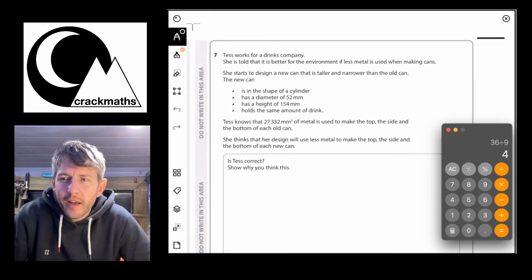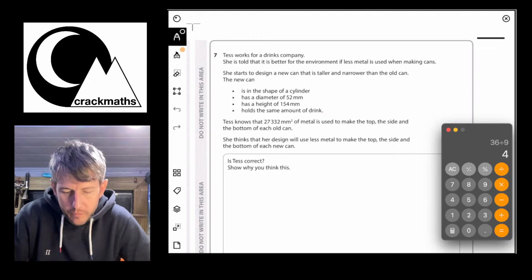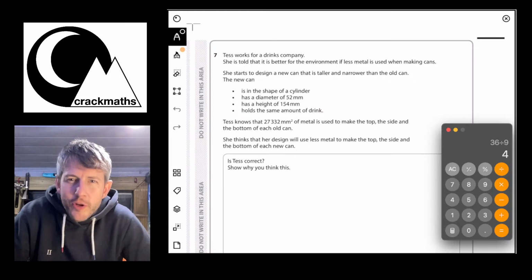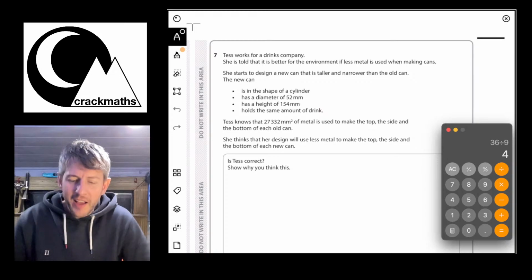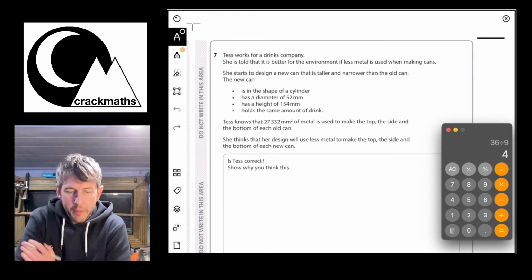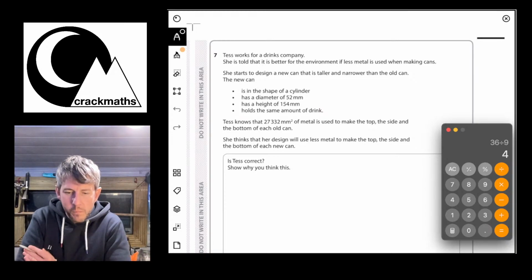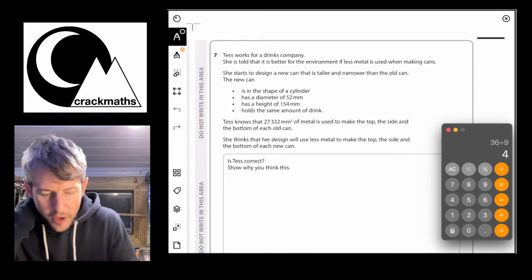Right, there's quite a lot to this question. So I'm going to need to just quickly go through this again. I can see it's about cylinders, and I can see it's probably about surface area of the cylinder. But I can't see the information about the old can.